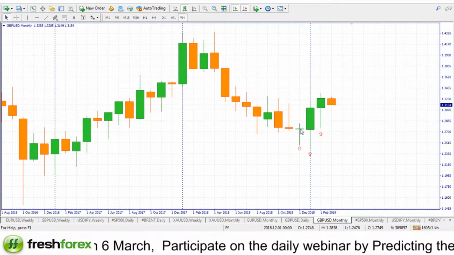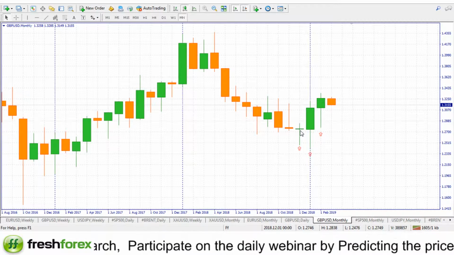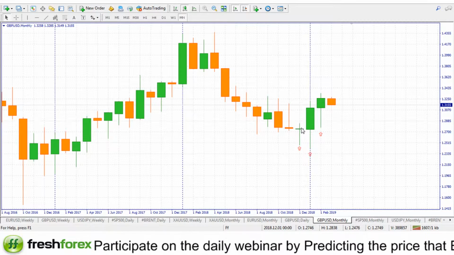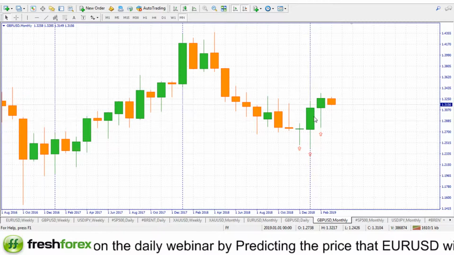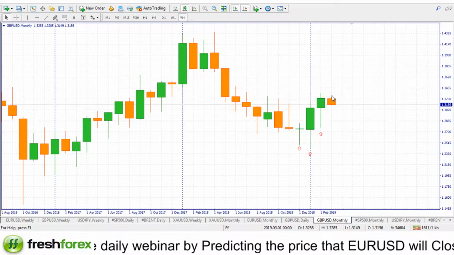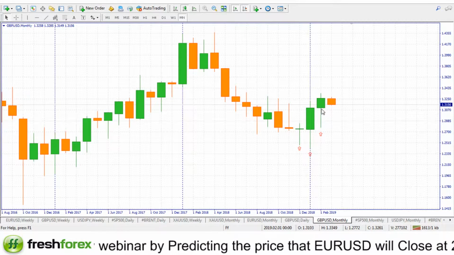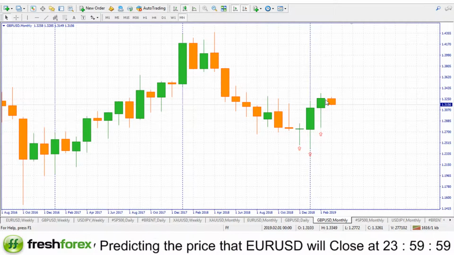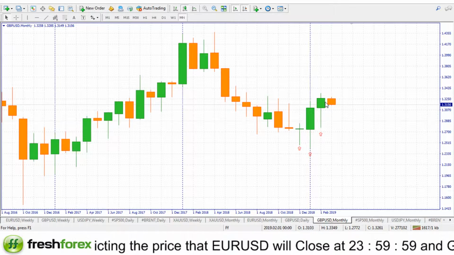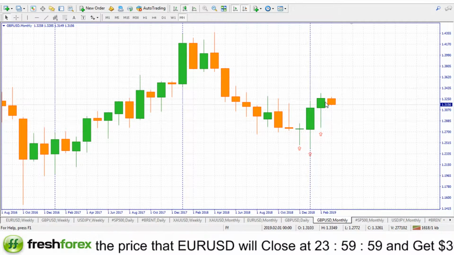So from November last year, the price has been upwards. December there was a bullish pin bar. January, another engulfing bullish candle. And then you also have the previous month, which is February's candle, was a very good pin bar, which is pointing upwards. So this could be a sign that GBPUSD is heading upwards.